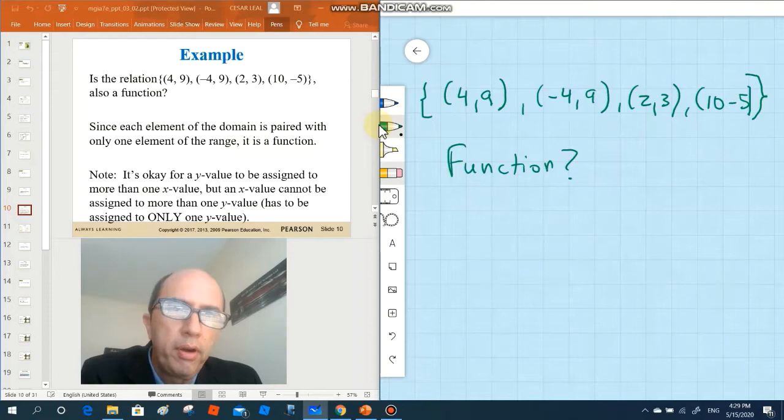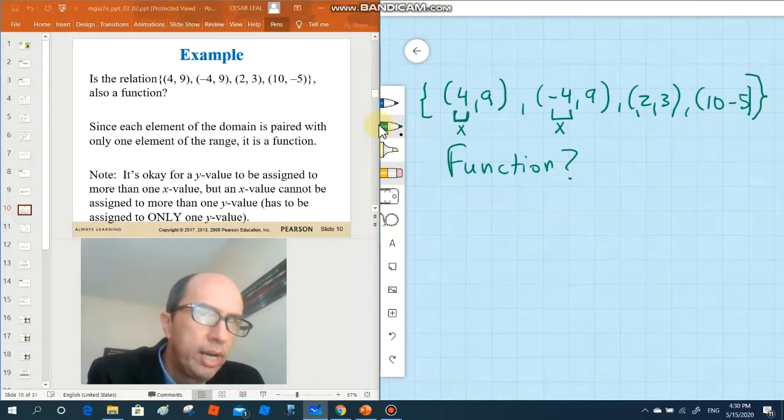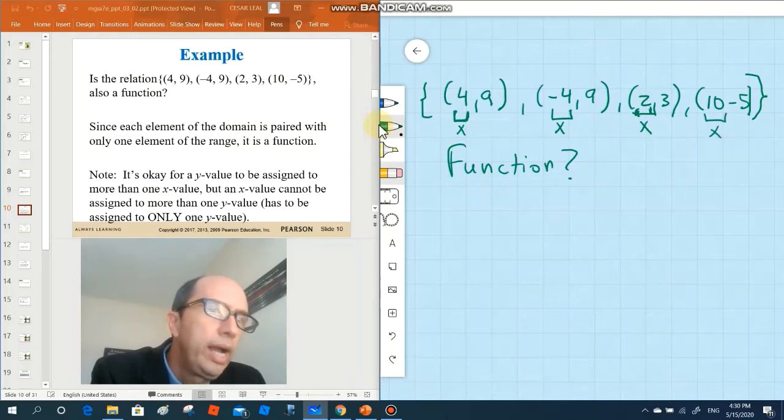You see here, for x equals 4, you're going to have y equals 9. And there's no other pair that has x equals 4 here. For x equals -4, you're going to have y equals 9. No other -4 as x. For x equals 2, y equals 3. No other x equals 2 in this relation. And for x equals 10, y equals -5.